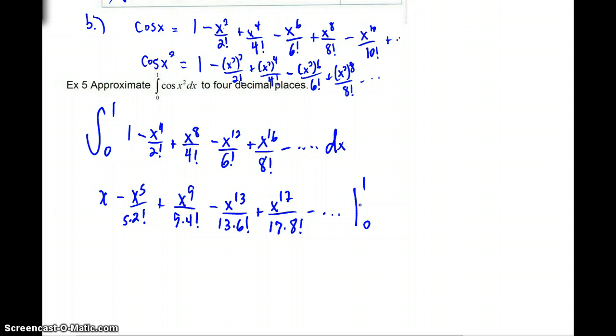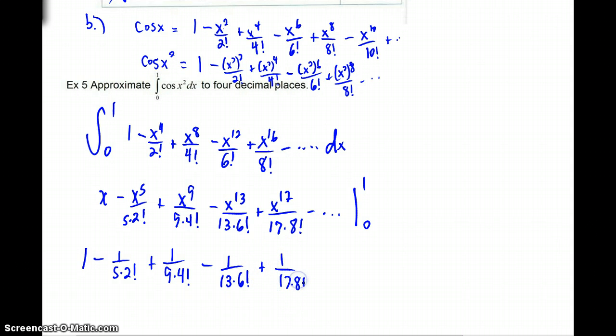Using the fundamental theorem, when we replace x with 1, we'd have 1 minus 1 over 5 times 2 factorial plus 1 all over 9 times 4 factorial minus 1 all over 13 times 6 factorial plus 1 over 17 times 8 factorial. You get the idea. Plugging in a 0, of course, wipes everything out. So this is what our integral really is.